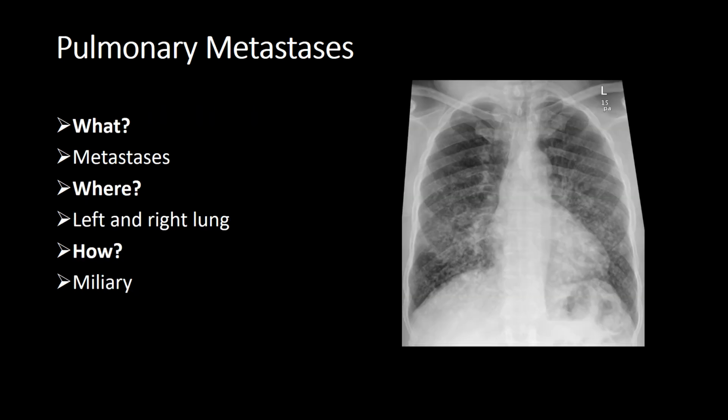Okay, so here's a classic appearance of miliary metastases. What's that caused by? Yeah, most likely thyroid. So round, absolutely multiple all over. So what do we have? We have metastases. Where? Left and right lung. How? Miliary.